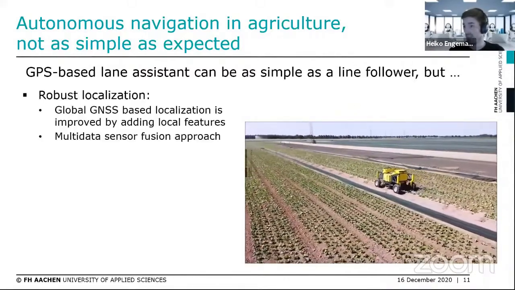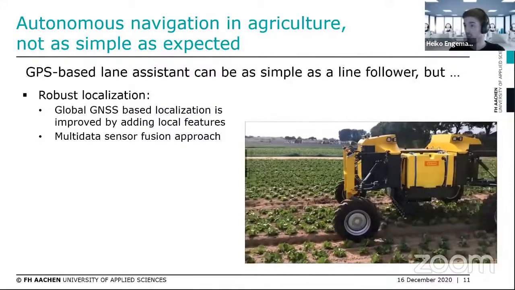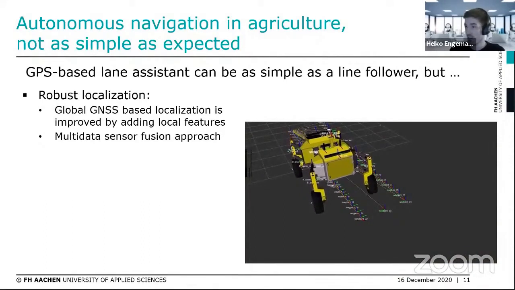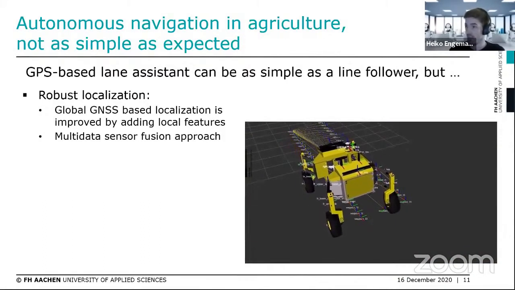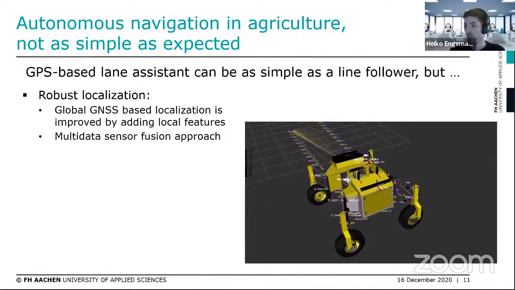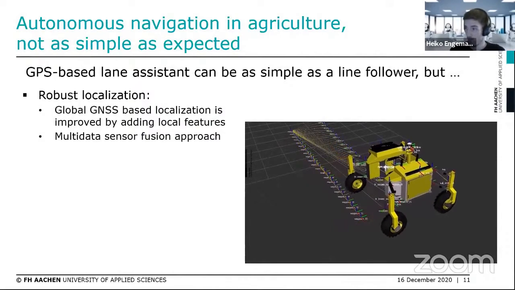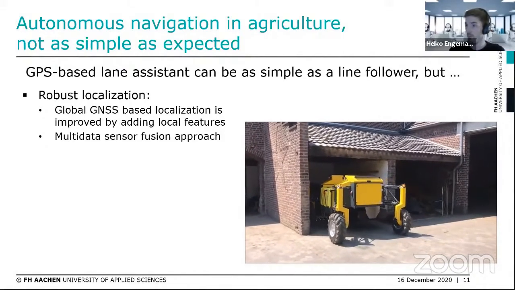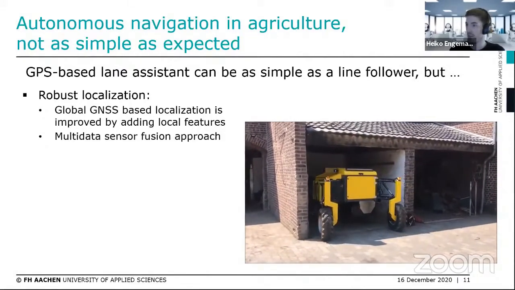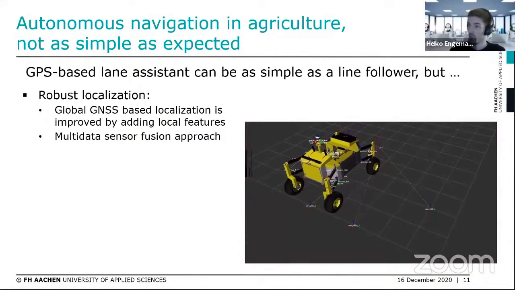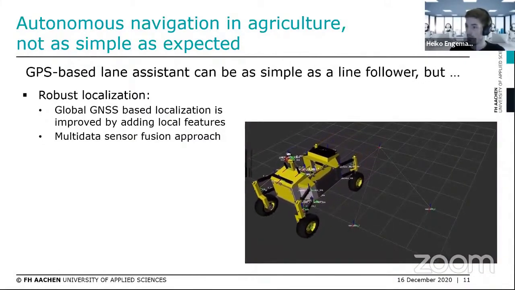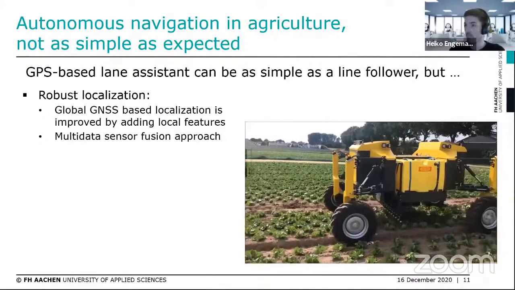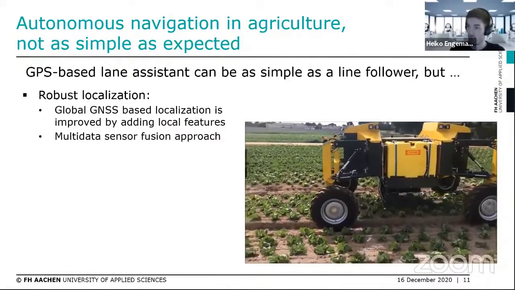You need a robust and reliable localization that provides an accurate position of the field robot. In the last years, the huge progress in global GNSS-based localization and the related sensor technology enabled sub-centimeter accuracy. However, this global localization must be improved with local features, for instance, plant pattern recognition or odometry data. Therefore, the ETHEROP features a multi-sensor data fusion approach to provide the position of the robot with a high frequency, and also, and that's important, in case the GPS signal breaks down for a short time period.